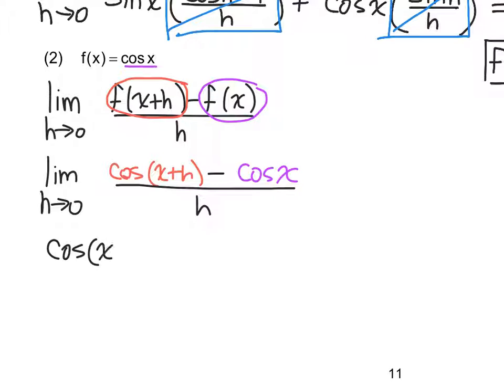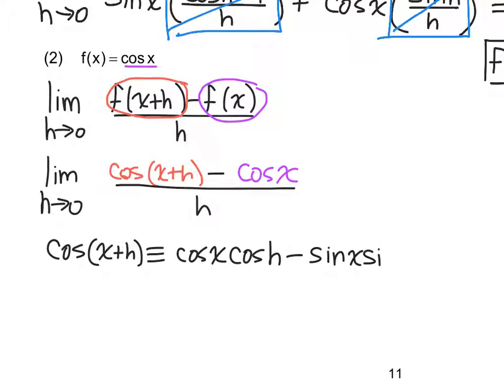Cosine x plus h, by definition, so a triple equal sign means by definition. If you don't want to be pretentious like me, you don't have to use a triple equal sign. You could just use a regular equal sign. Cosine x, cosine h, minus sine x, sine h.